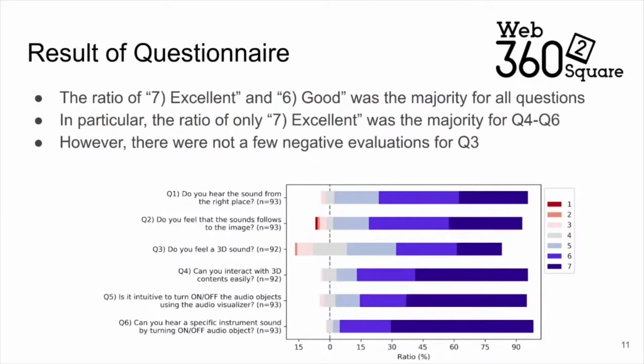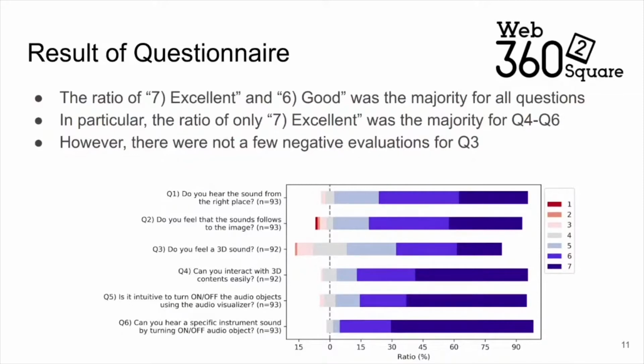This figure shows the result. The middle response of 4 is aligned with the origin of the horizontal axis, while responses of 5, 6, and 7, indicating good evaluations, are arranged in the right direction, while responses of 3, 2, and 1, indicating poor evaluations, are arranged in the left direction. As you can see, it is highly rated overall.